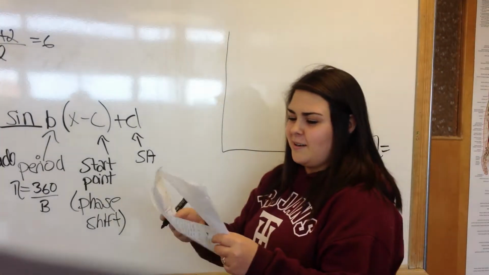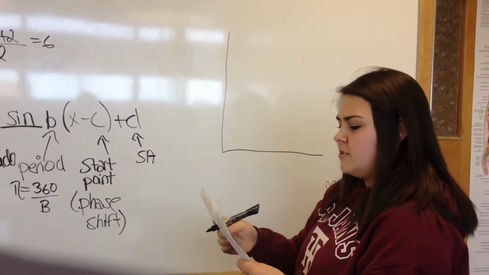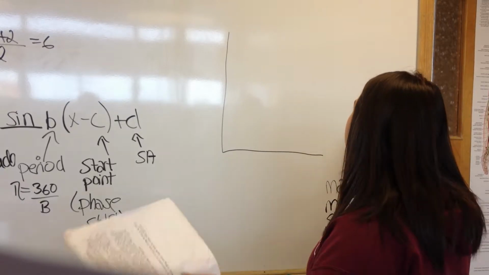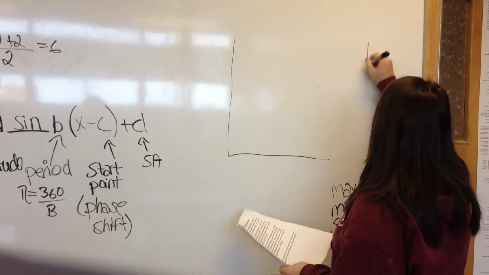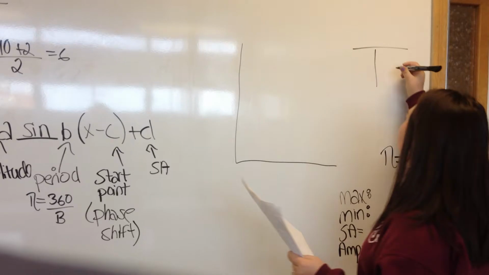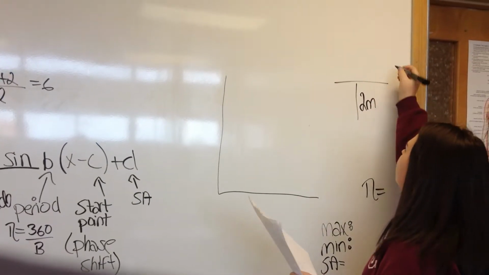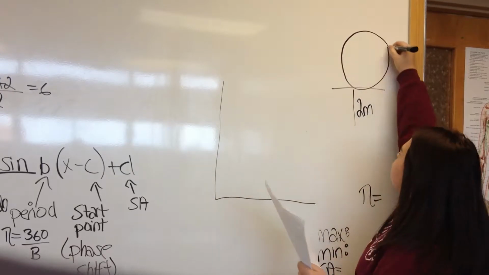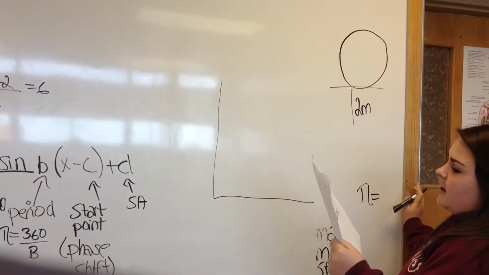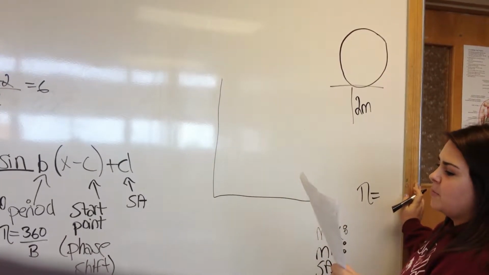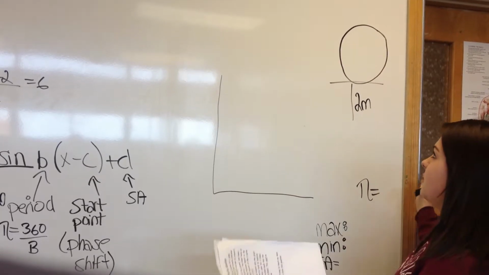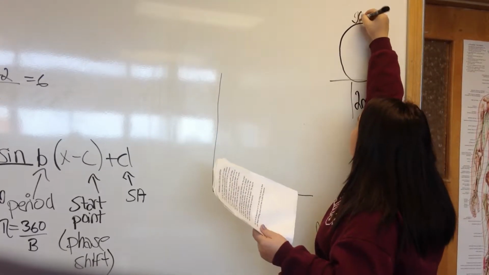Okay, so the question says a Ferris wheel loads 2 meters above the ground. So I'm just going to do a little drawing here to show you. It says it starts 2 meters above the ground, so you automatically know that the Ferris wheel is 2 meters above the ground. It takes riders to a maximum height of 20 meters, so that's basically telling you the maximum height is 20 meters.